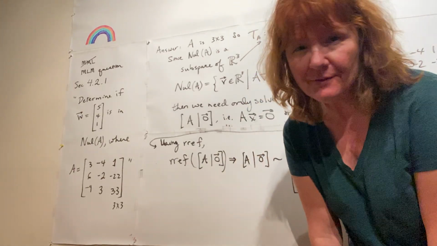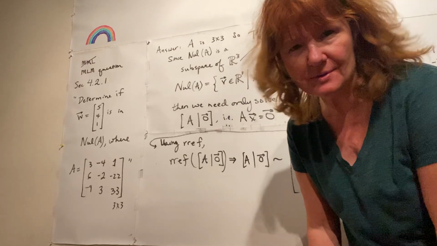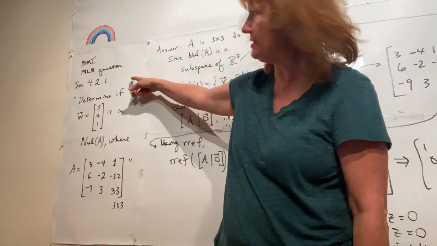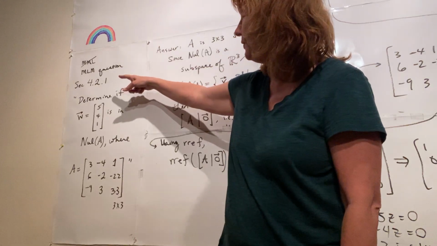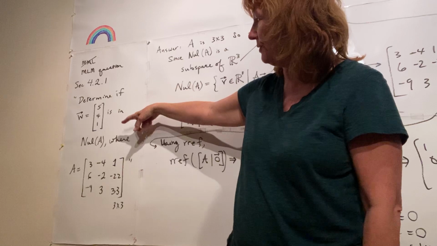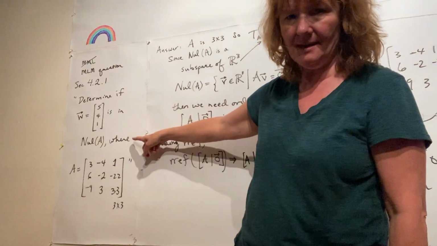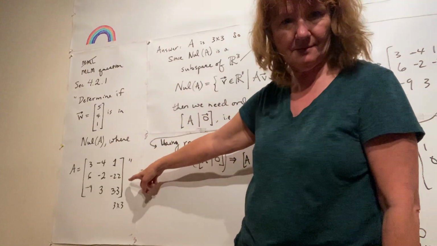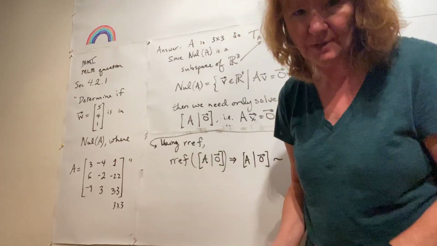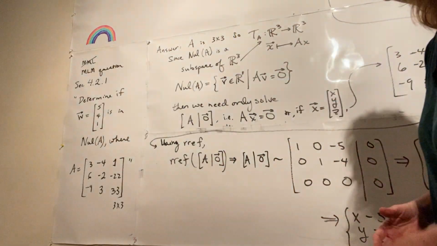Hello, Math 2318 students. A question came in on my MyMathLab question, section 4.2.1. Determine if W equal to (5, 4, 1) is in the null space of A, where A looks like this. Okay, so I just thought I'd review. That will help with a lot of review from the pre-spring break material.